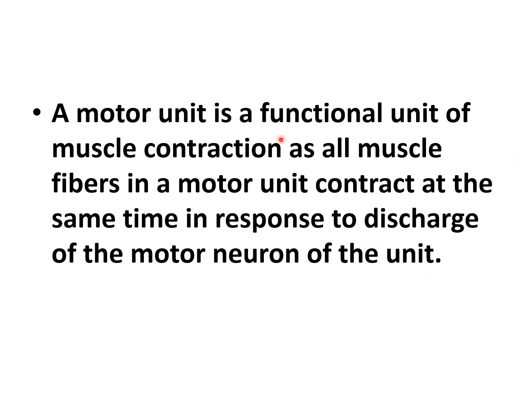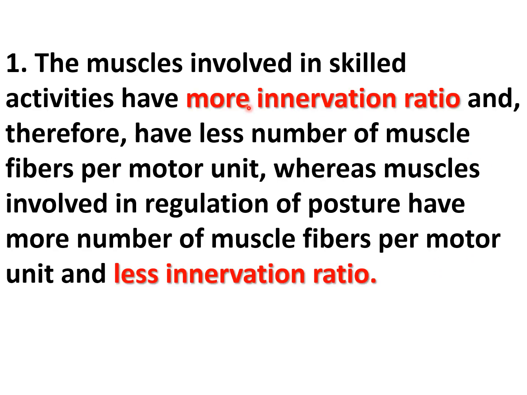A motor unit is a functional unit of muscle contraction, as all the muscle fibers in a motor unit contract at the same time in response to discharge of the motor neuron of the unit. Now, muscles involved in skilled activities have a higher innervation ratio and therefore fewer muscle fibers per motor unit, whereas muscles involved in regulation of posture have more muscle fibers per motor unit and a lower innervation ratio.